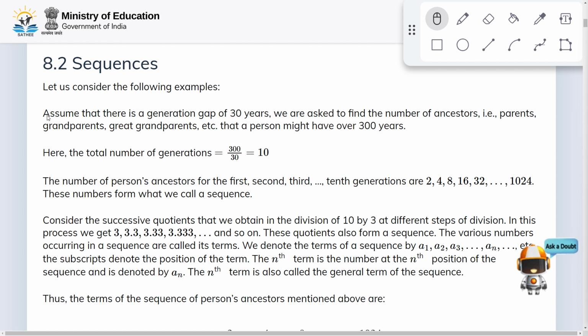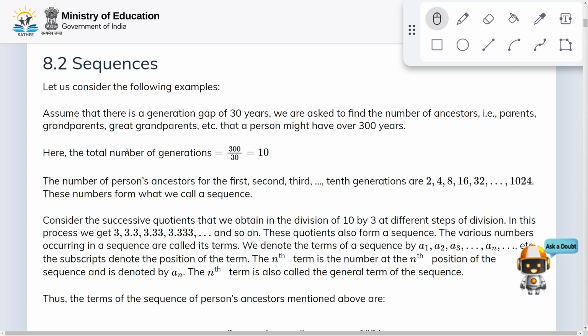So, let's understand by using some examples what we mean by sequences, or how we get the idea of sequences, and where they are in practical life. Assume that there is a generation gap of 30 years. We are asked to find the number of ancestors, that is parents, grandparents, great grandparents, etc., that a person might have over 300 years.